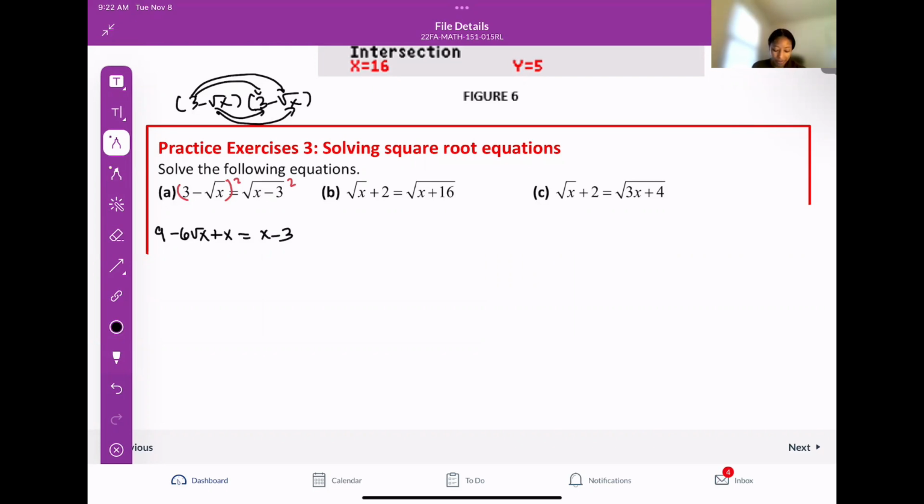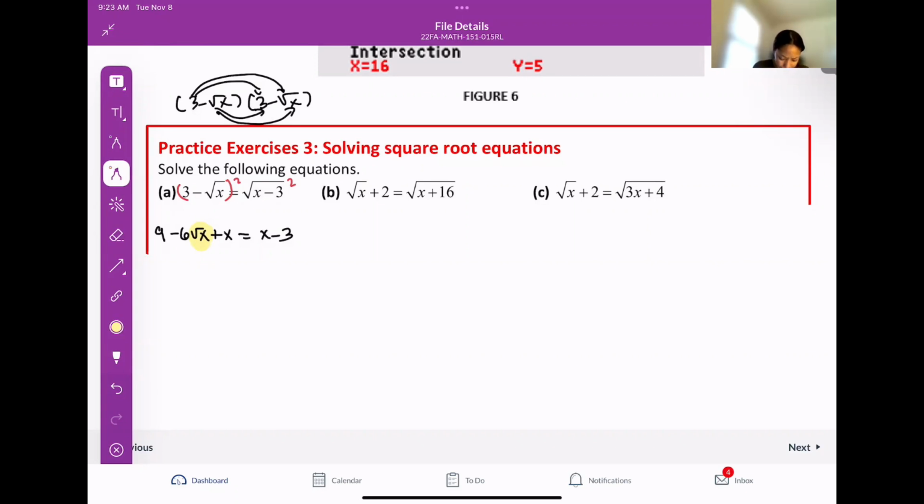So now we started off with 2 radicals, we squared both sides. Now we have an equation that only contains 1 radical. So we're going to solve for the remaining radical, this one, and then square again. We can do this, team.